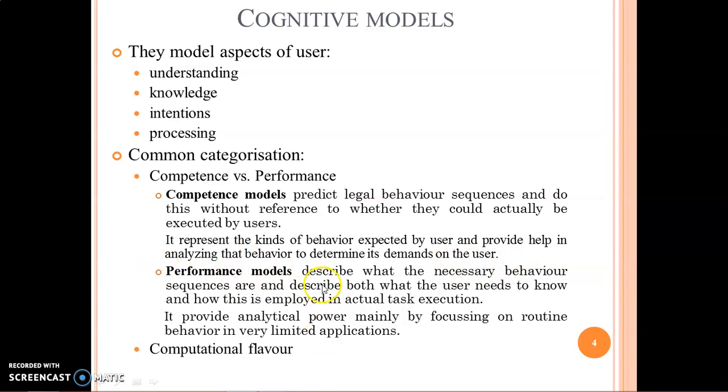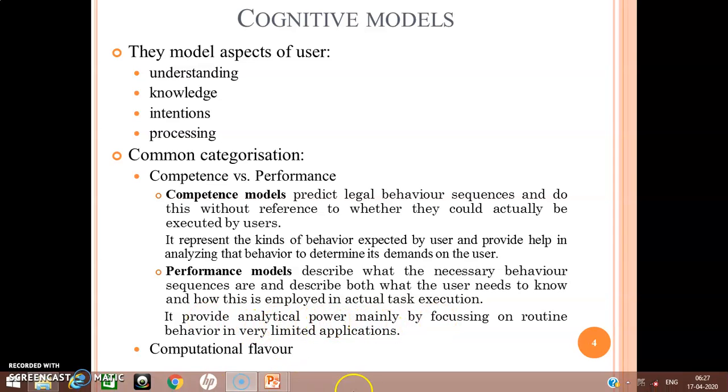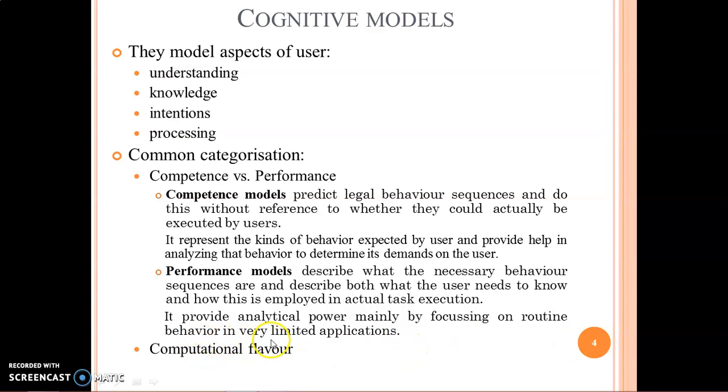The performance models describe what the necessary behavior sequences are and describe both what the user needs to know and how this is employed in actual task execution. It provides analytical power mainly by focusing on routine behavior in very limited applications. These models basically are supposed to provide a computational flavor also. By the computational flavor, I mean to say it reflects the way that the computational similarities are often used in cognitive psychology.